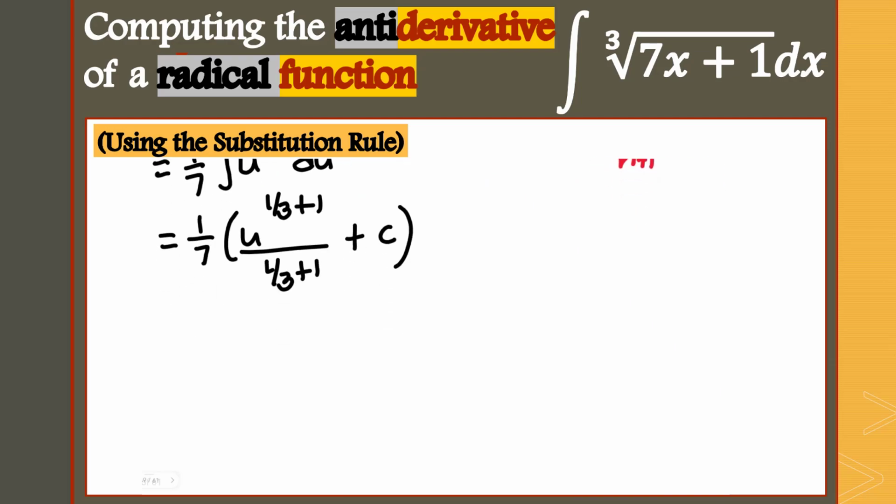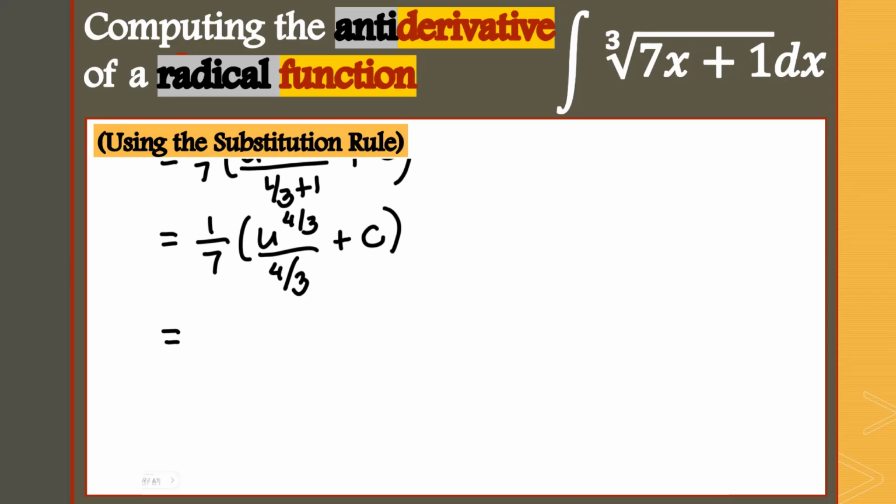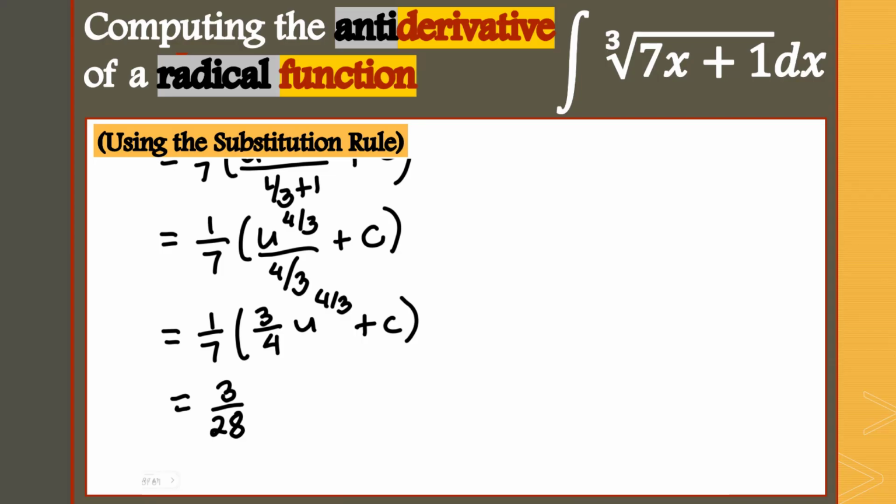Let's simplify the items here, specifically the nested fractions. So you will have here u to the power of 4/3 over 4/3, as it is the equivalent of 1/3 plus 1, plus c. Before we multiply by 1/7, take note again, this is a fraction in the denominator, so you can use its reciprocal. 1/7 times 3/4 of u to the power of 4/3 plus c. Then let's multiply by 1/7. So 1 times 3 is 3, 7 times 4 is 28. 3/28 of u to the power of 4/3 plus c.